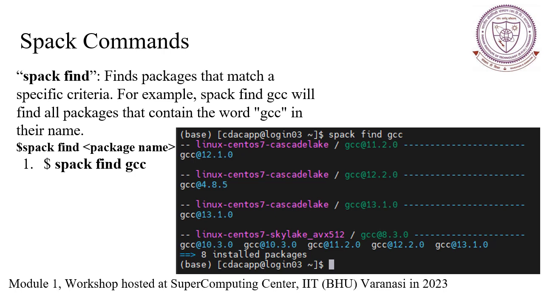spack find GCC. So whatever GCC is installed on our system is listed out. In the above diagram, you can see there are 8 installed GCC packages. They are all listed out. And by seeing this, we can simply load any one of them using the load command.